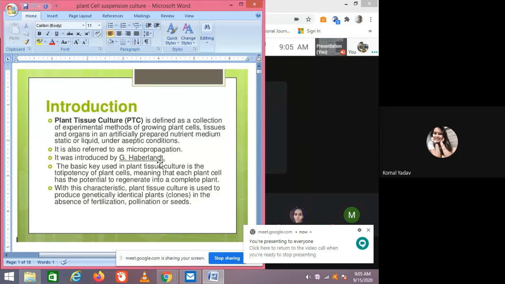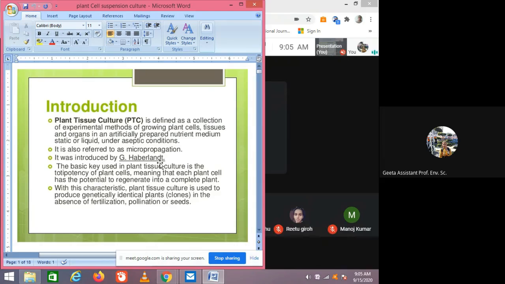Morning, ma'am. Good morning. आज का जो टॉपिक है, that is the plant cell suspension culture, means you can say it is a cell suspension culture or liquid culture. Starting में what is a plant tissue culture हमने define कर चुका है. It's a collection. This is the last topic of your first unit.